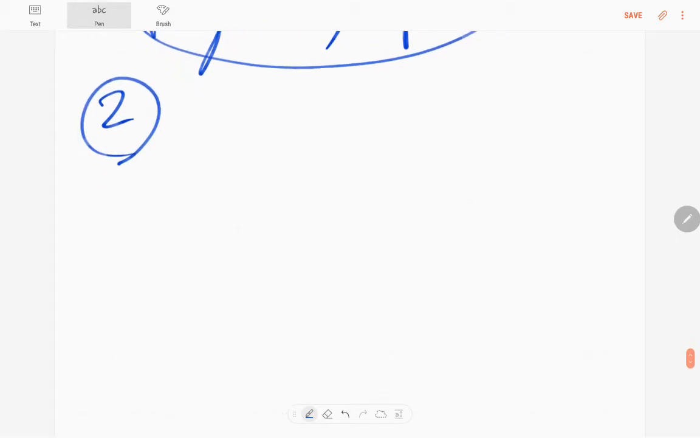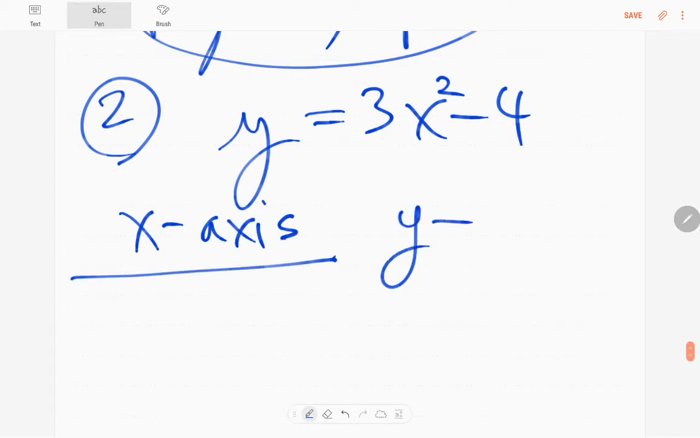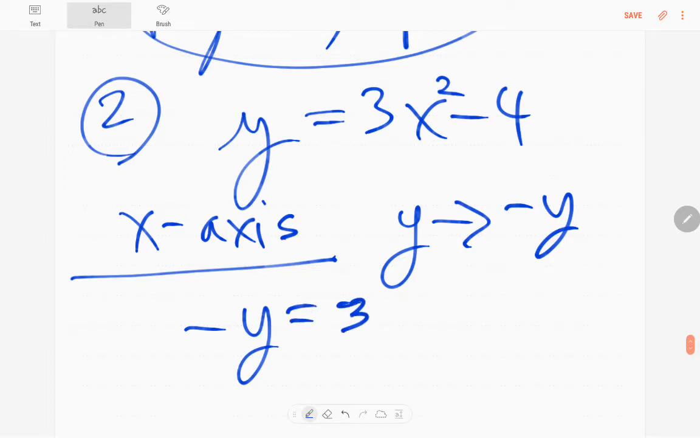Determine algebraically whether the graph of the following equation is symmetric with respect to the x-axis, the y-axis, or the origin. Okay, so let's take a look at this thing. y equals 3x squared minus 4. So let's start by doing the test for symmetry with respect to the x-axis. And remember, the trick is to replace y with negative y, and see if you can manipulate the equation and make it look like the original equation.